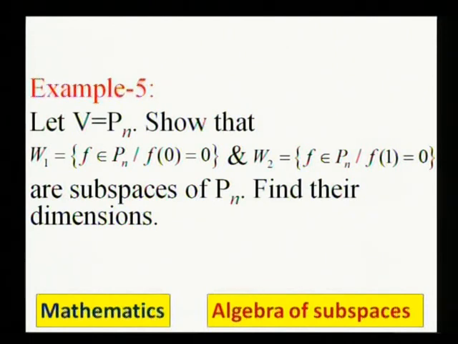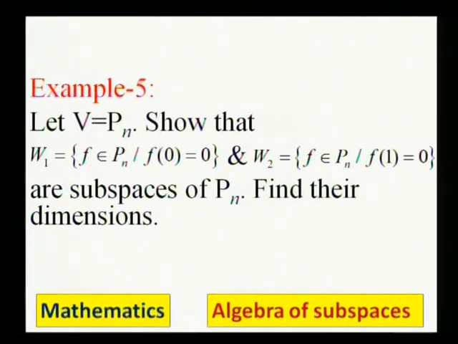Yes, we again have V equal to P_n, and we are given two subspaces. One subspace is W1, equal to all f belonging to P_n such that f(0) is equal to 0. The second, I leave it to you.